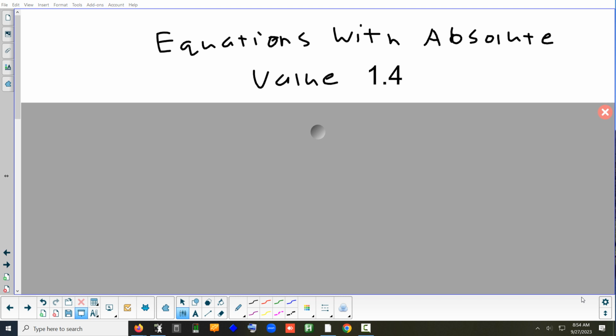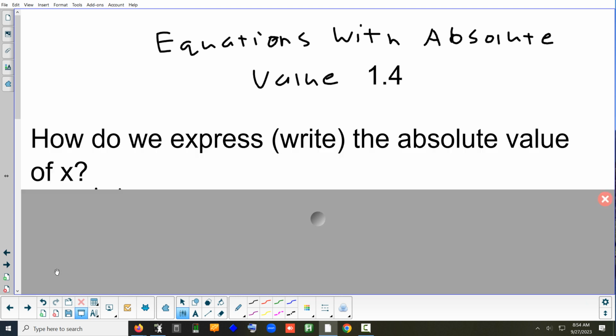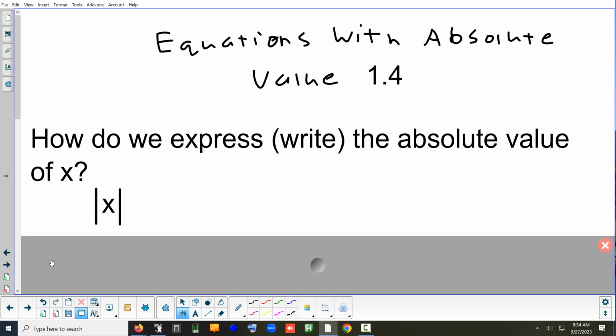Yeah, two lines in between the number. Yeah, so you get the two vertical lines. Okay, that means absolute value. So I don't think on your guided notes there's a spot for that. But if you don't know that symbol, you might want to write down what it is. It's the two vertical lines.